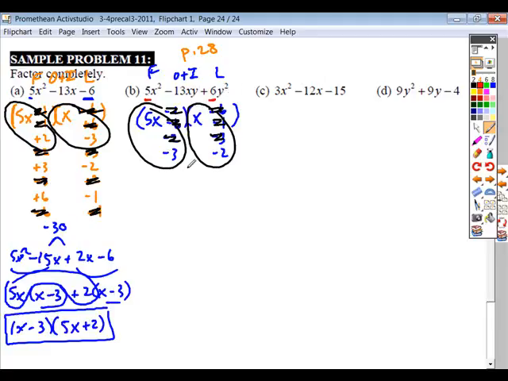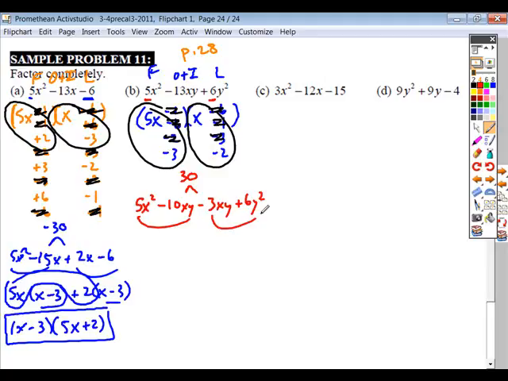So 5 times 6 is positive 30 this time. So what two factors of positive 30 give you a total sum of negative 13? Now you have your negative 10 and negative 3. So if we rewrite our middle term as the sum of those, drop our first and last terms down, including the y's, all the variables.